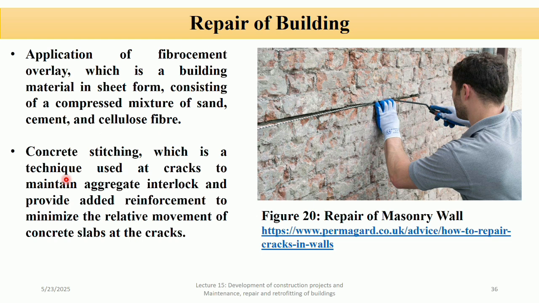And the third one is concrete stitching. In this, it is a technique used to connect both sides of a crack using metal rods or stitching bars inserted across the cracks, embedded in epoxy or grout. So it maintains aggregate interlock, prevents further widening of cracks, and provides structural reinforcement.